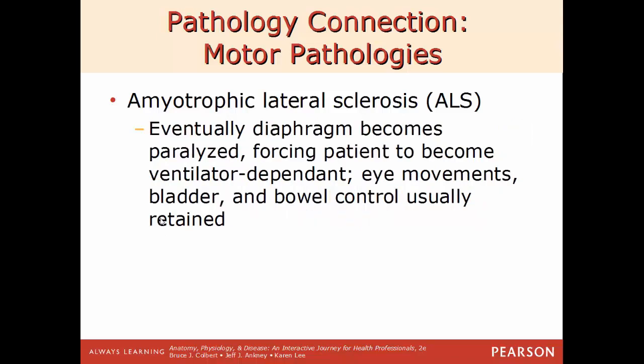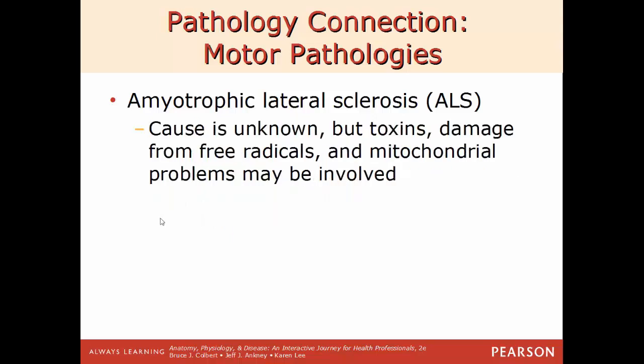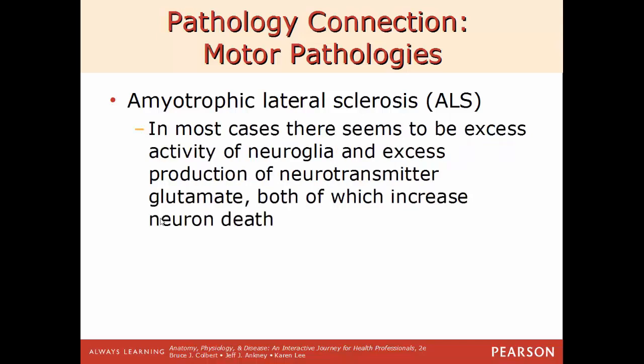Eventually, the diaphragm will become paralyzed, which will force the patient to become dependent on the ventilator. But the eye movements, bladder, and bowel control usually is retained by the patient. Now, the cause of ALS is unknown, but some possible causes could be toxins or damage by free radicals or by mitochondrial problems may be involved. Now, in most cases, there seems to be an excess activity of the neuroglial cells and excess production of the neurotransmitter glutamate, both of which will increase the neuron death rate.